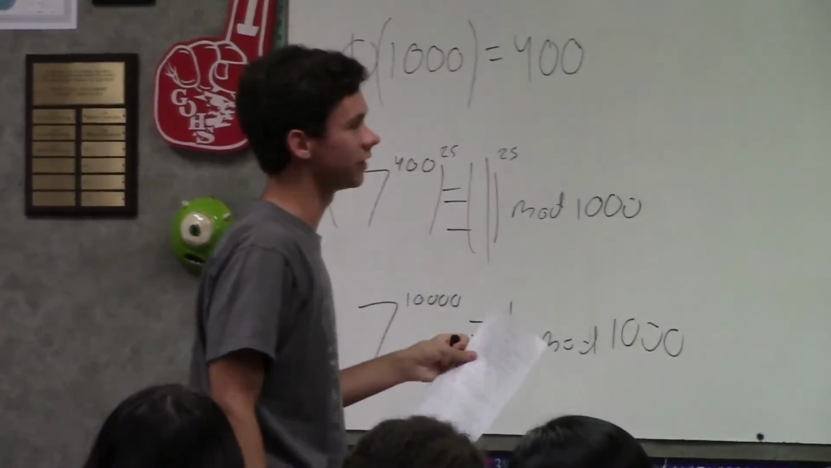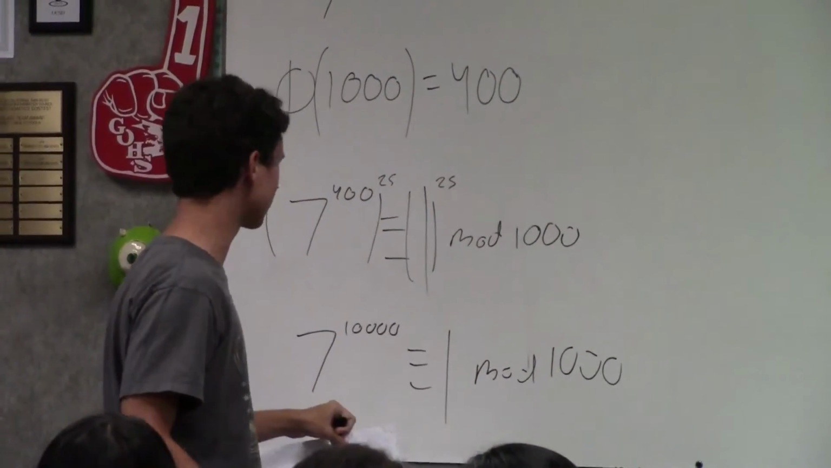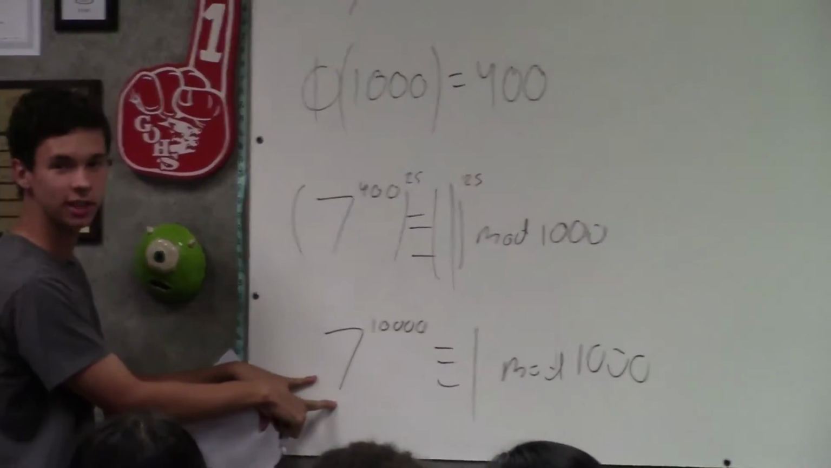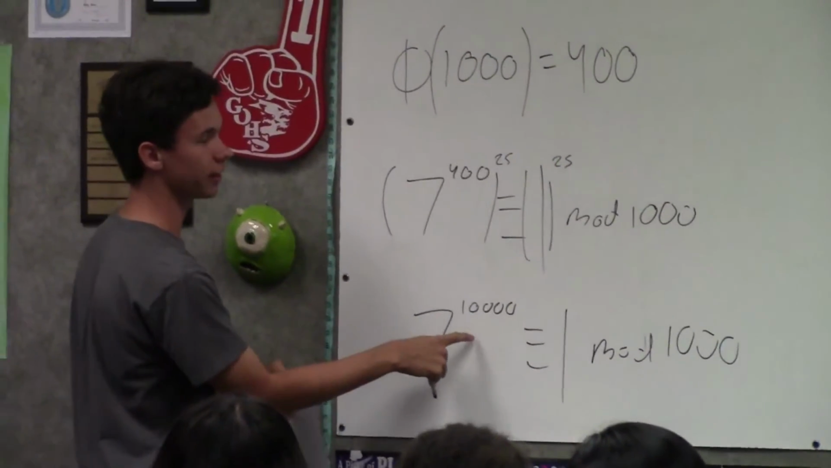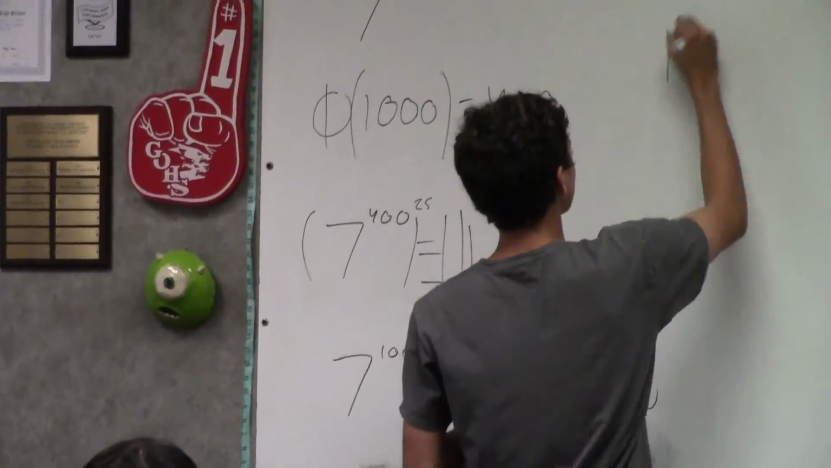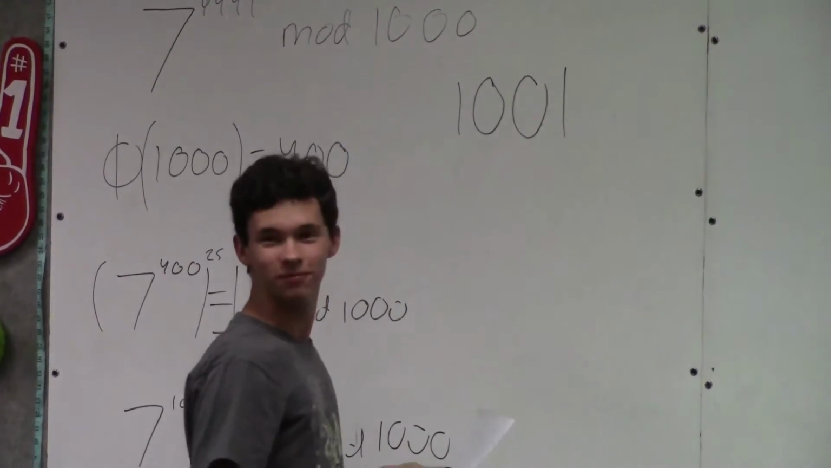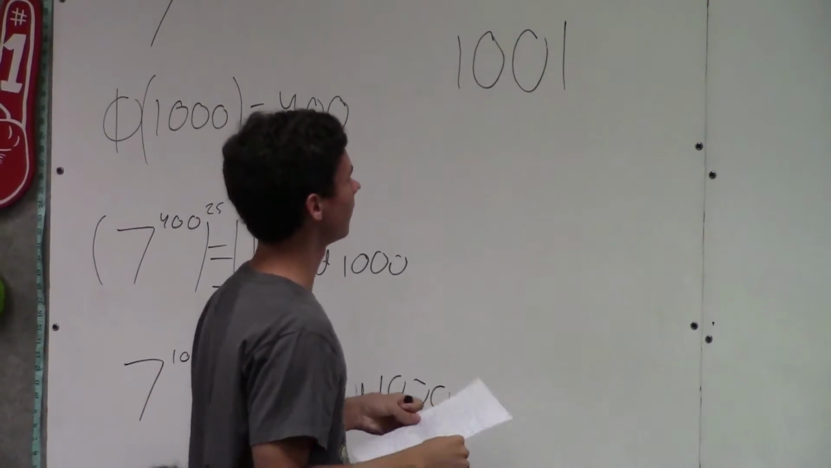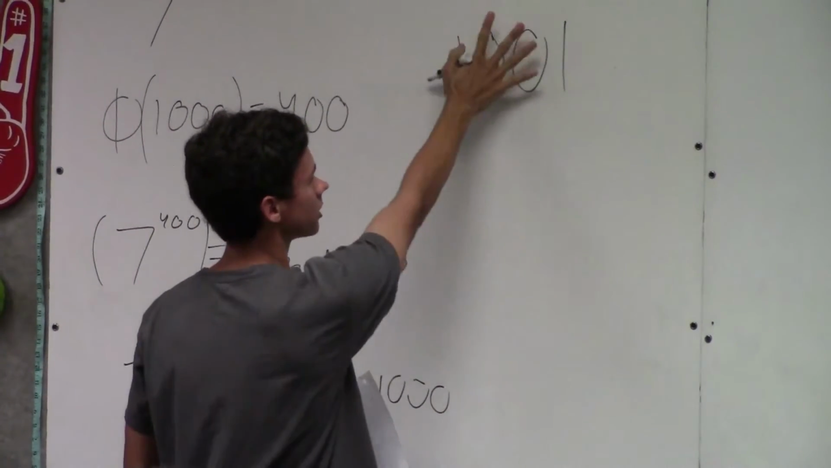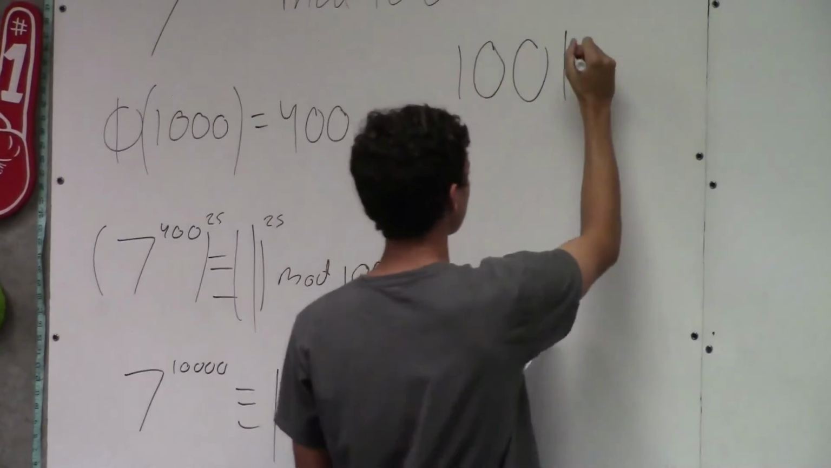Moving on, we need to find something that is also congruent to 1 that's divisible by 7 that'll help us make this go 1 lower. Because if you were to divide this by 7, it would be 7 to the 9,999. So this is relatively simple. 1,001 is divisible by 7, and it's congruent to 1 mod 1,000. Because if you were to just remove that, you have 1 left over.